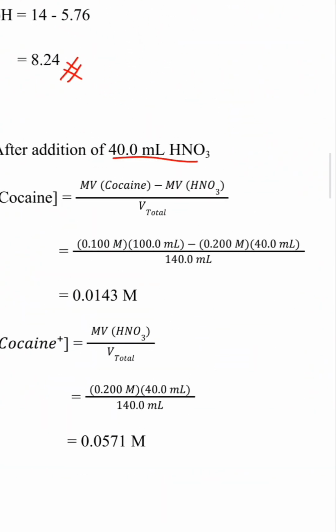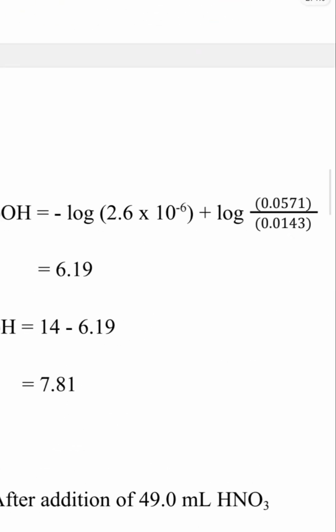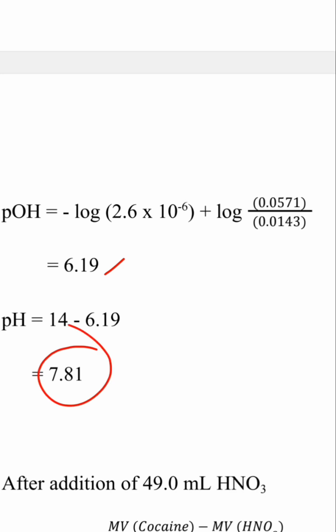Next, we move on to after addition of 40 ml of nitric acid. The concentration of the cocaine is 0.0143 molarity. The concentration of the cocaine positive is 0.0571 molarity. The value of the pOH is 6.19 and the value of the pH is 7.81.